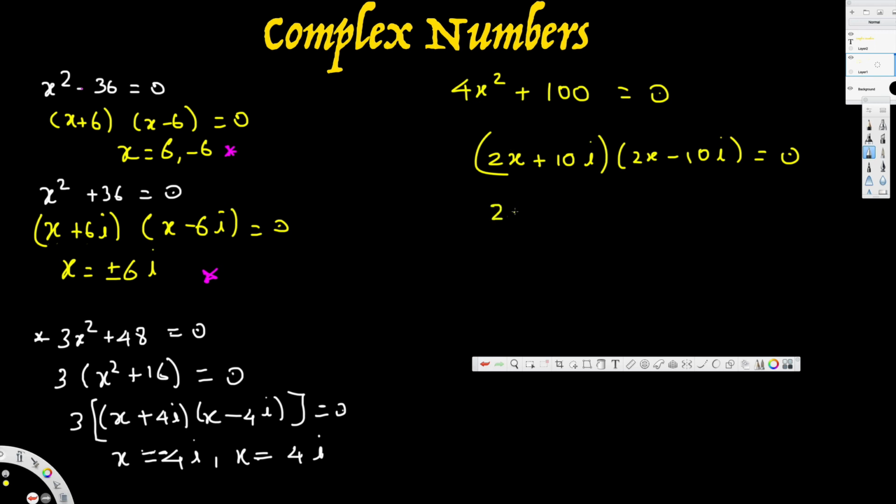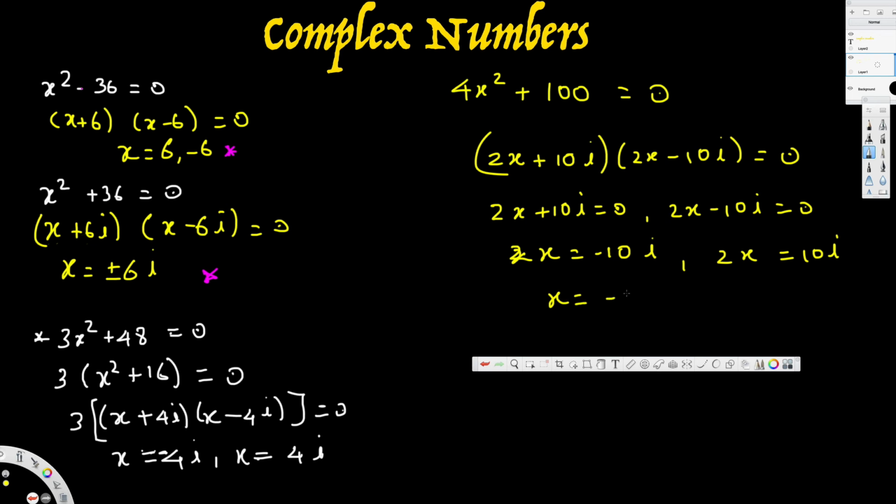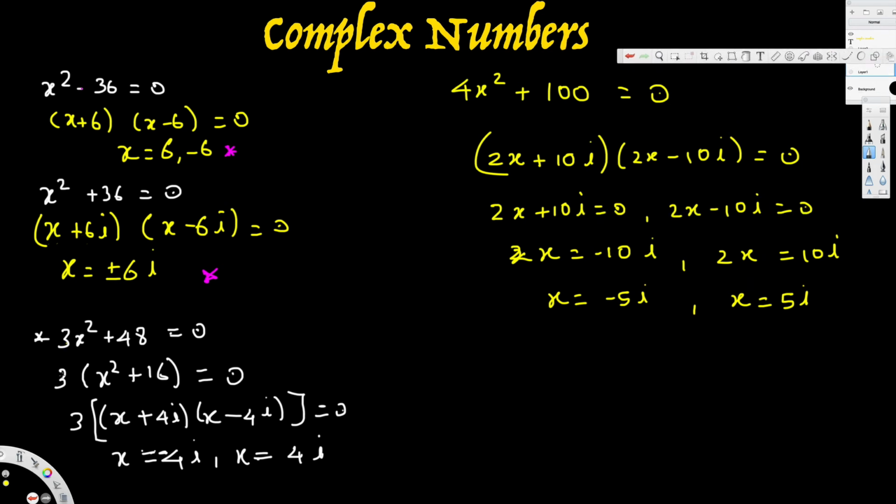So here what we are going to get is 2x plus 10i is equal to 0, and 2x minus 10i is equal to 0, and 2x is going to be equal to negative 10i, and here 2x is going to be equal to positive 10i. Therefore x is going to be equal to minus 5i, and x is going to be equal to 5i. You can take 4 outside and take x square plus 25 and solve for this, and you'll still get the same answer. Okay, there are two different ways to do this. Now let's look at another problem.